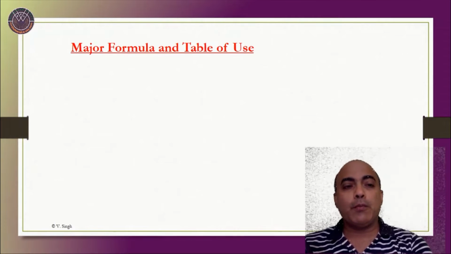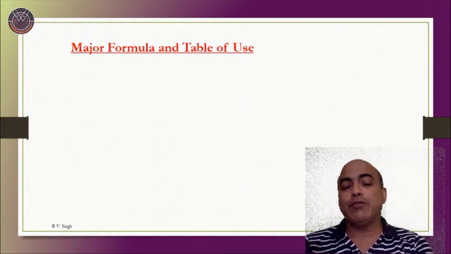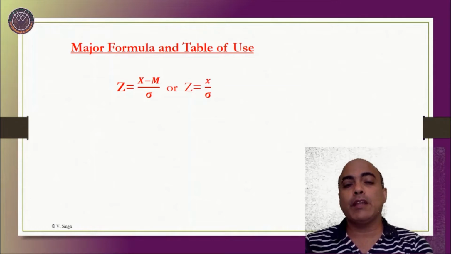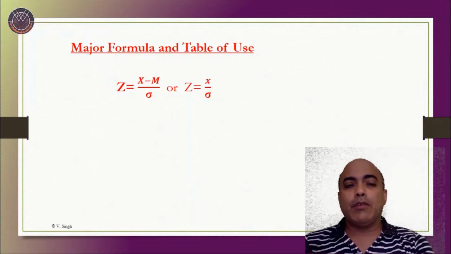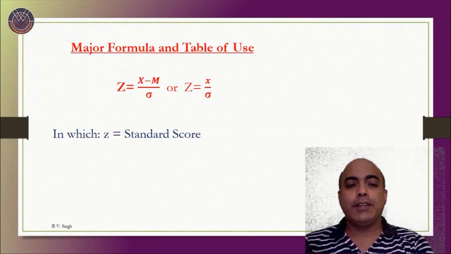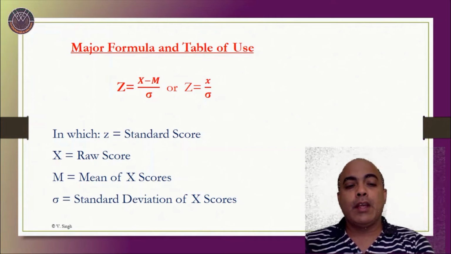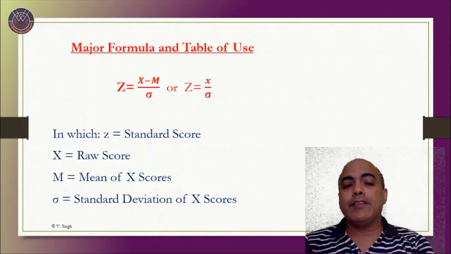So one of the important formulas that we have to use for solving problems on normal distribution is Z equal to (x minus m) by sigma, or Z equal to small x by sigma. So what are these symbols representing? In this, Z is the standard score, x is the raw score, m is the mean of x scores, and sigma is the standard deviation of x scores.